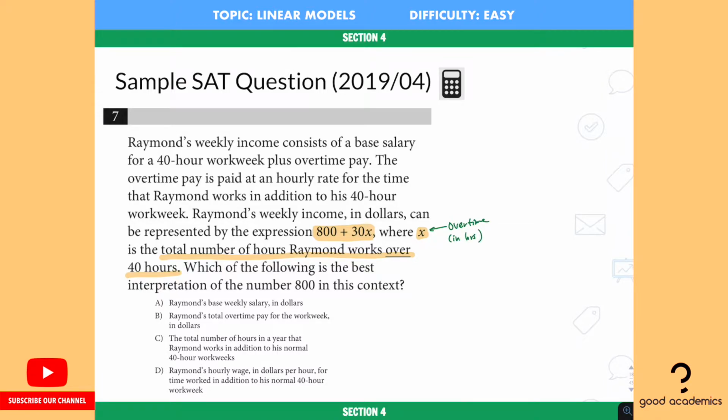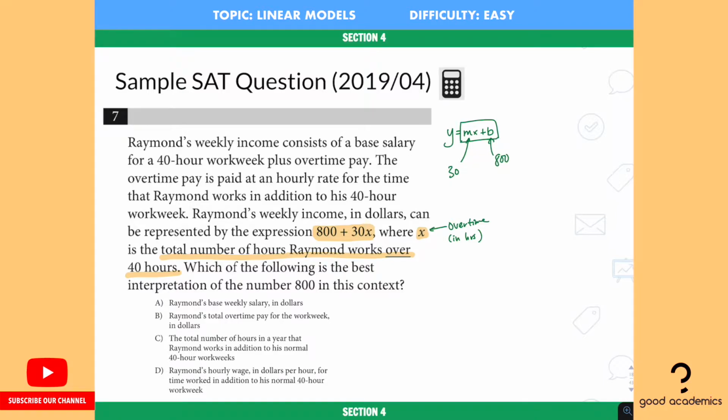And the other thing is that the expression that I highlighted, the 800 plus 30x, resembles something. Do you know what it is? It resembles the mx plus b form. The b would be the 800 and the m is the 30. So why is this important? Because it tells you that the pay is a linear line. The x is the number of hours he works overtime. So it is a very good strategy that you think about this.